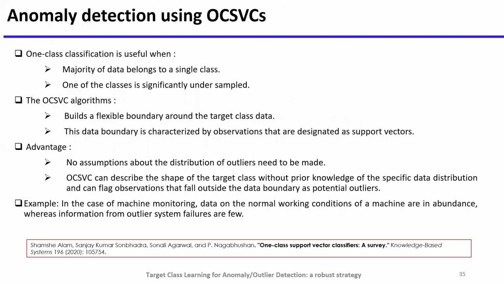So coming to anomaly detection, all that was about the feature learning and the sample learning guided by the target class. But again, let us see how anomaly detection can be achieved using one class support classifiers. One class classification is useful when the majority of data belongs to a single class and one of the classes is significantly undersampled.